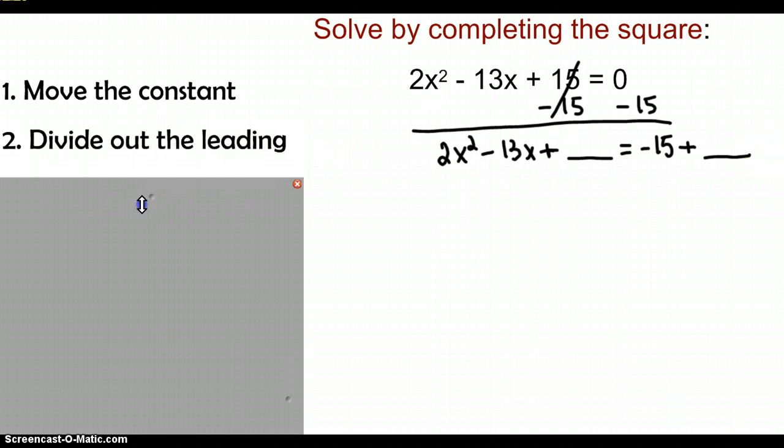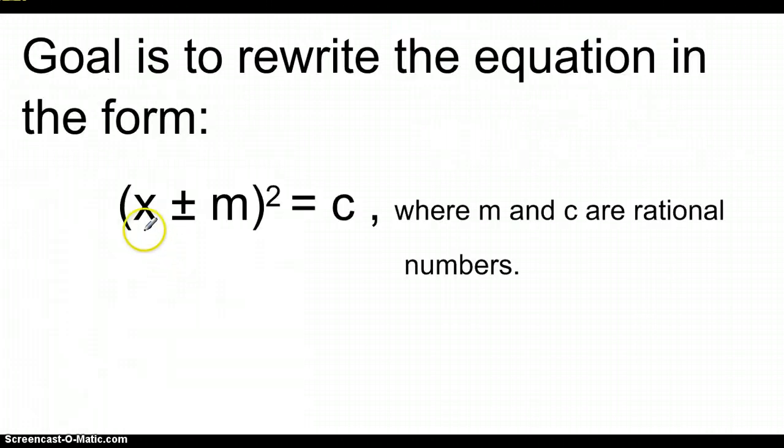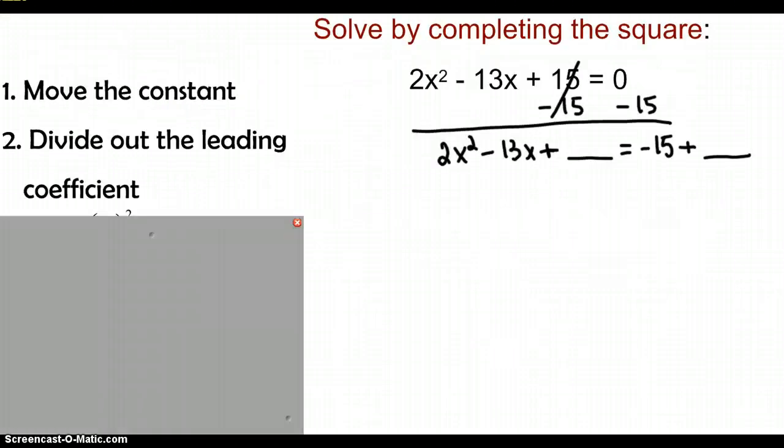Our second thing that we're going to do is divide out the leading coefficient. We're going to divide out our leading coefficient because the goal is to write it in terms of x. There's not a number in front that we want to have there, otherwise it's going to make it a little bit more complicated for us. So our leading coefficient is 2. So division property of equality says if I divide by 2 on the left side, I have to divide by 2 on the right side as well. So we can simplify that.